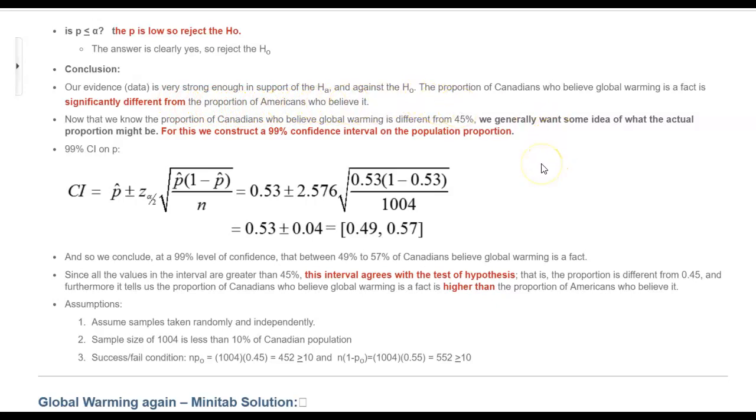And continuing with the confidence interval, where they calculate these two values, you can see the range from 0.49 to 0.57 is all above 0.45. So that means this interval does not contain the 0.45 value. That also indicates there is a significant difference in Canadians who believe in global warming compared with the Americans.